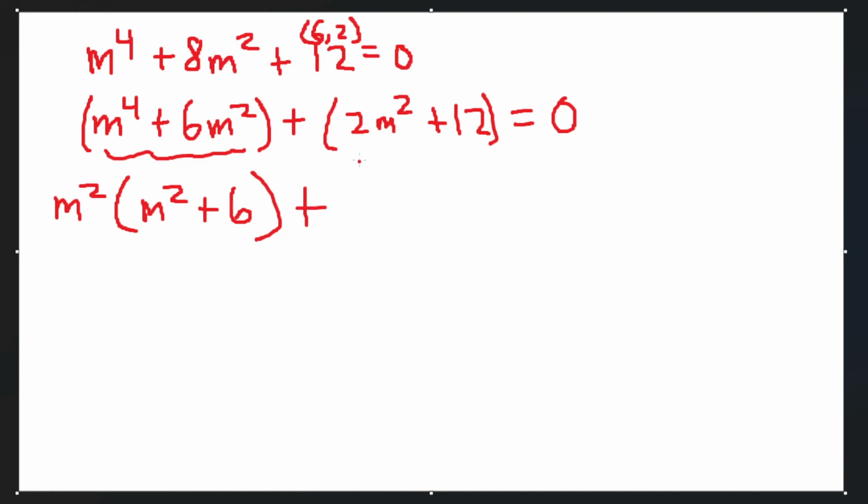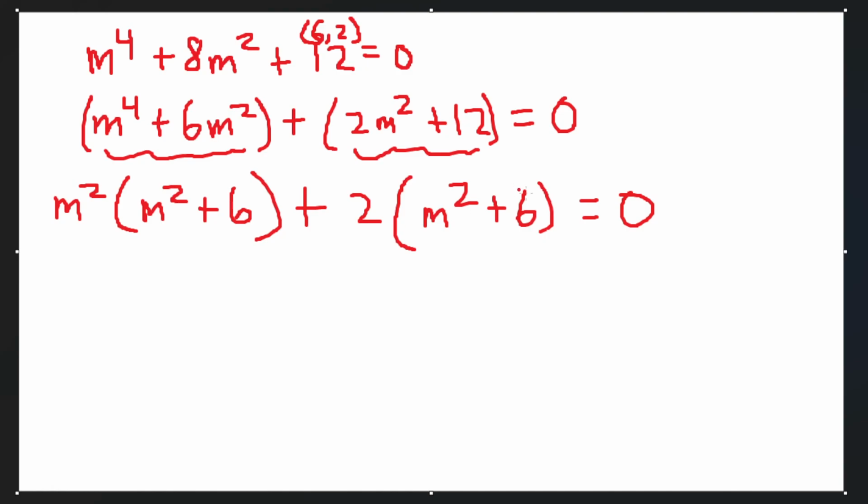So for the second grouping right here, the 2m squared plus 12, we can take out a 2. And if we take out a 2, then in parentheses we're left with m squared plus 6 equals 0. Of course, we could verify it by multiplying it back in. If we multiply this 2 back in, it would be 2m squared plus 12. That's how you know that you did it correctly.